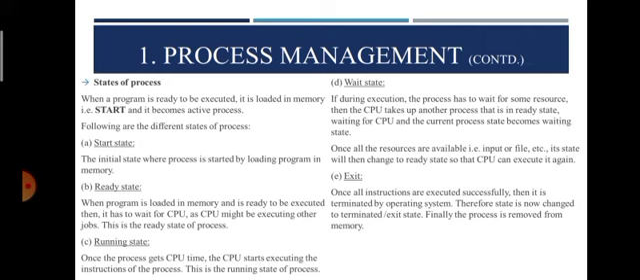Exit state. Once all instructions are executed successfully, the process is terminated by the operating system. Therefore, the state is now changed to terminated or exit state. Finally, the process is removed from the memory. So these are the different states of a process.